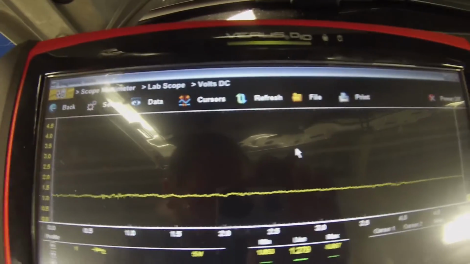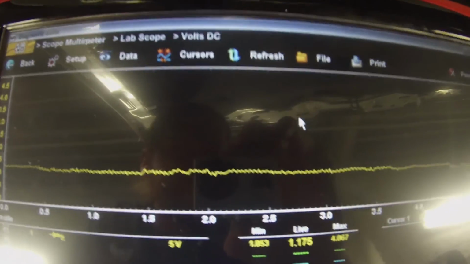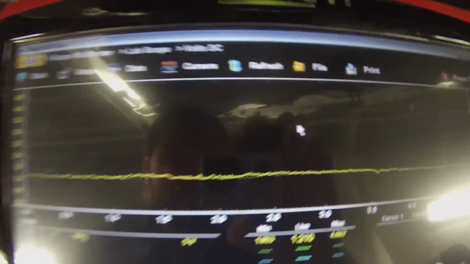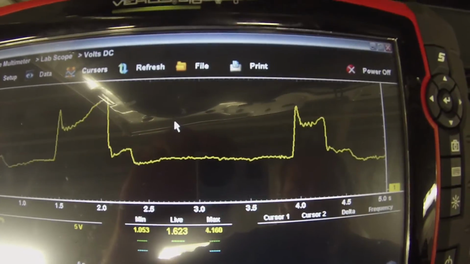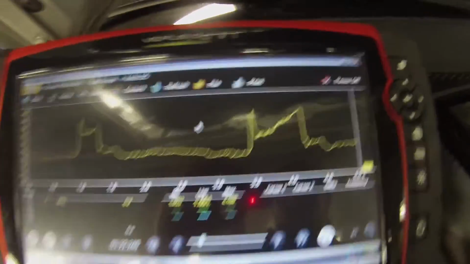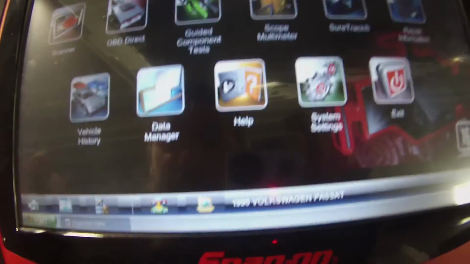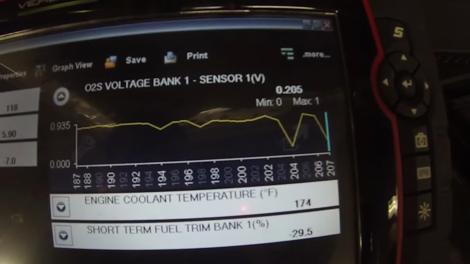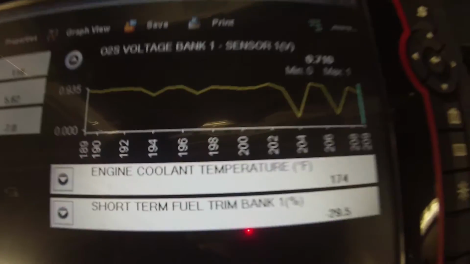So the computer's adding fuel for the incorrect air reading, and the O2 is reading rich and telling the computer to take fuel away. So it's kind of like it's fighting itself. Try to get a few more in here. It's not too bad, but given the previous ones we had. Yeah, see, my O2, it's so intermittent.